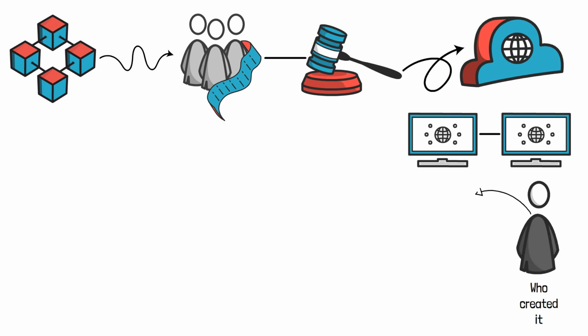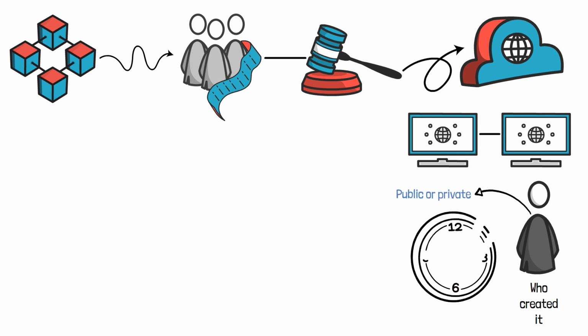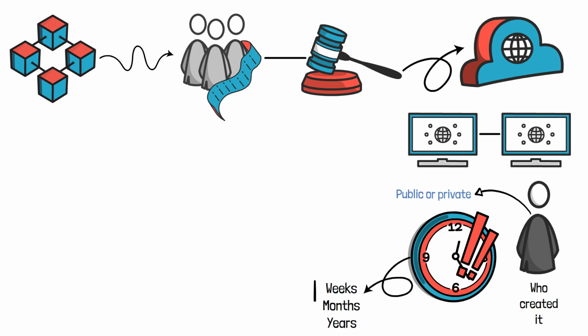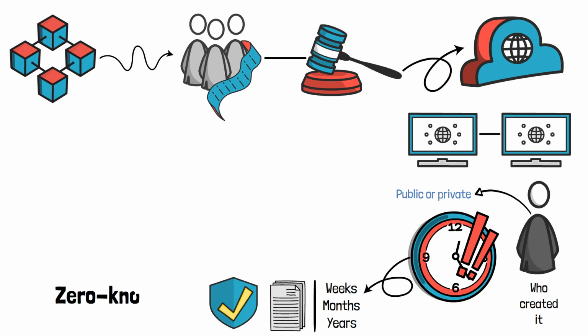The creator may opt for the data to be made public or private. They could place a stipulated time for which data may be valid after which it expires. This could be weeks, months, or even years. The creator is also free to decide who has access to the data. Any data that enters the system is secured by the zero-knowledge method.